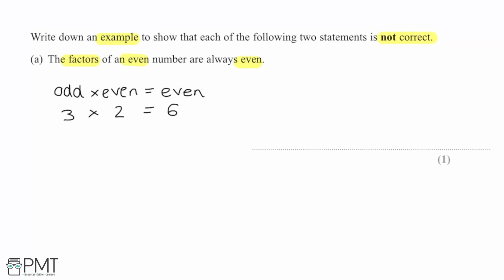So we've taken the factors of 6, which is an even number, and its factors are 3 and 2, so one's odd and one's even. So this shows that the factors of an even number are not always even, as there's an odd here. So then, to get the mark, I'm just going to write out that 3 multiplied by 2 is equal to 6.